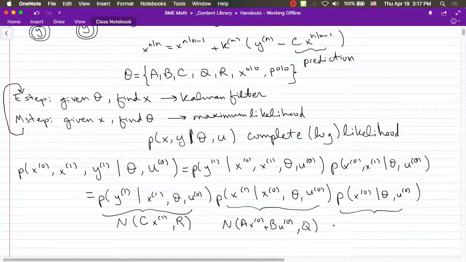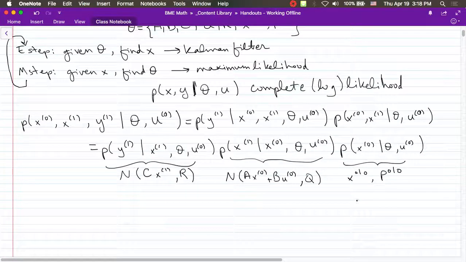What's P of x0? Excellent. It's our prior, right? It's our initial state. That's going to be x of 0 given 0 with uncertainty P of 0 given 0. Does that make sense? Okay, that's if we just had one data point, y1. All right, what if you have two data points?